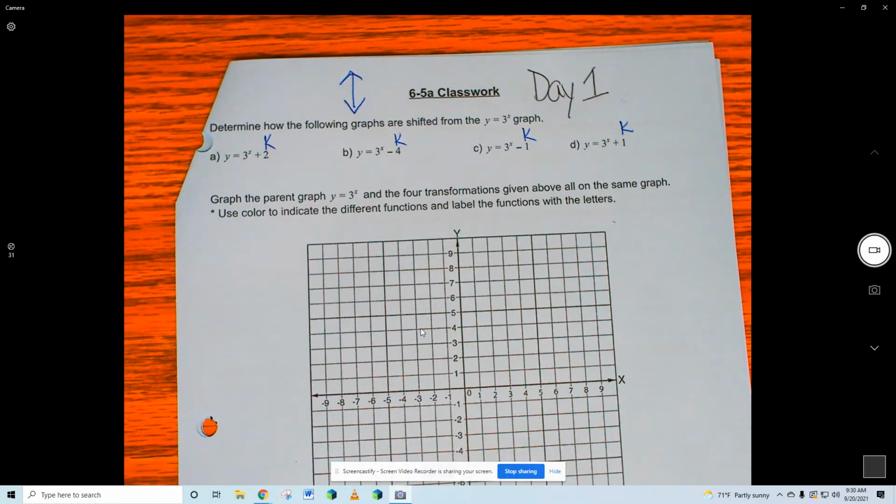You're ready? Up or down? Up 2. That's what you write. Up 2. Okay.